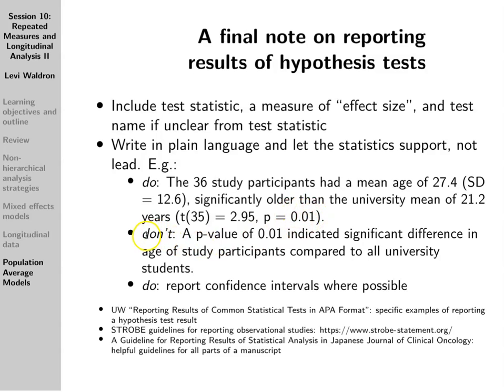What you shouldn't do is something like this. A p-value of 0.01 indicated significant difference in age of study participants compared to all university students. So you shouldn't do this, both because you're talking about your statistical test rather than your result. Your results are about your results, and the hypothesis test is in support of that.